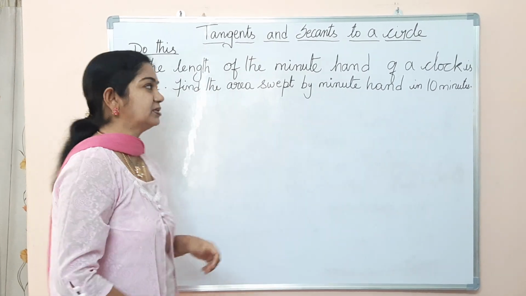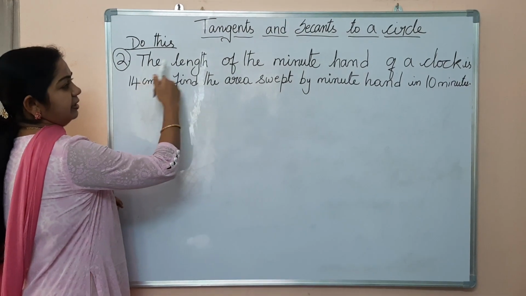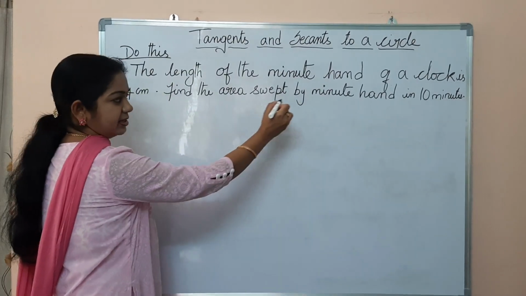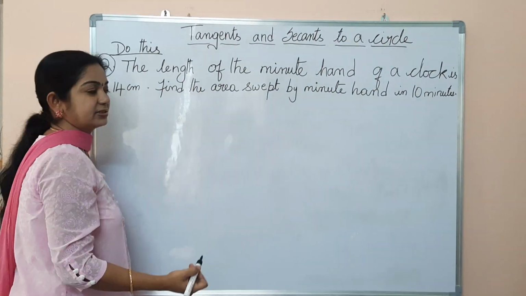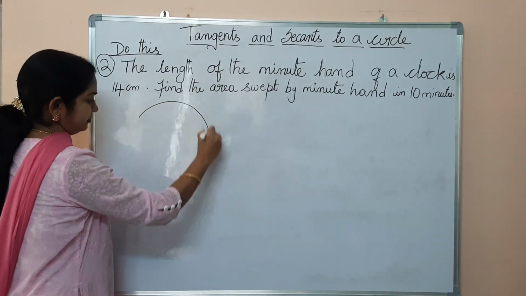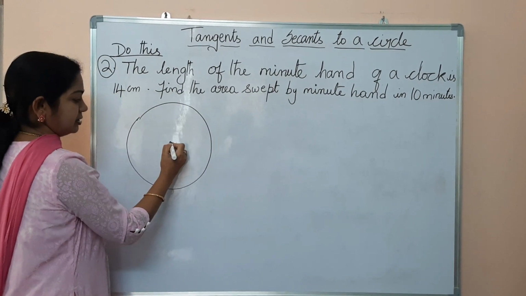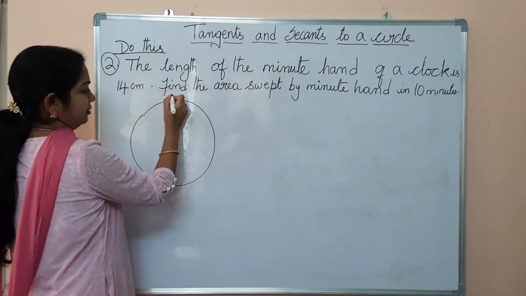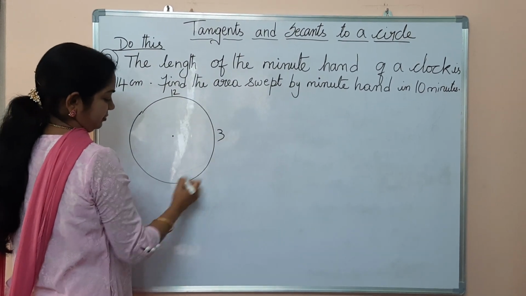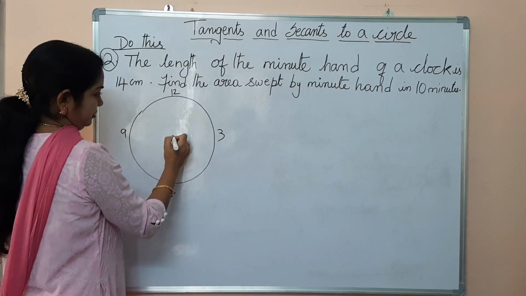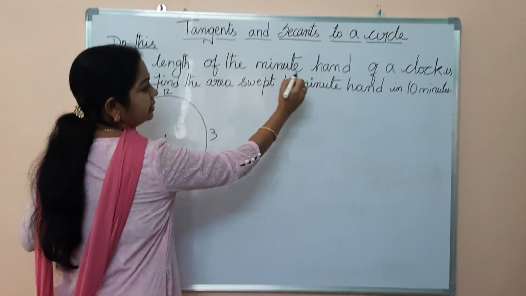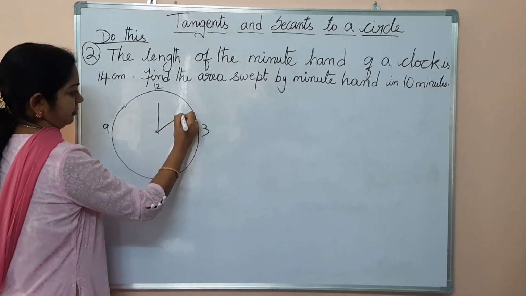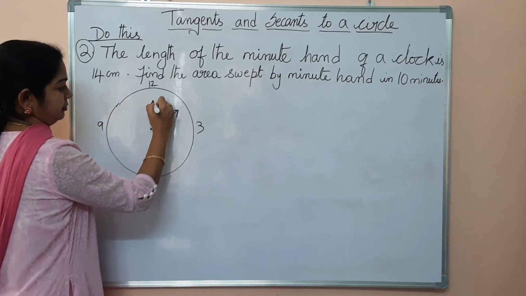Let's see one problem and do this. The length of the minute hand of a clock is 14 centimeters. Find the area swept by the minute hand in 10 minutes. So this problem is a problem based on the sector. Right. Let's take one clock. 12, 3, 6, 9. Let's take this as a minute hand.